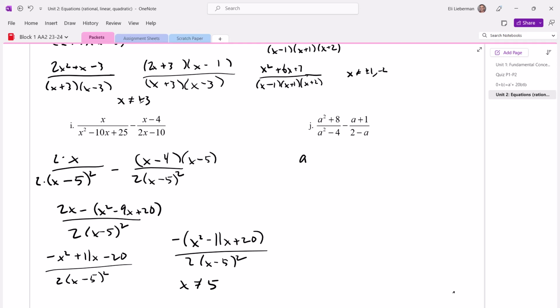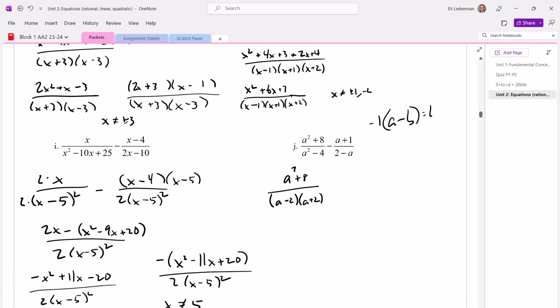For the second one, can we factor x squared plus 8? Actually, never factor the numerator. We're just trying to add these, so we need to factor the denominator. A minus 2, a plus 2. What should I do with this? 2 minus a. Priscilla? You could. Using the fact that when you have a minus b and multiply that by negative 1, you get b minus a. It flips it. Nice.